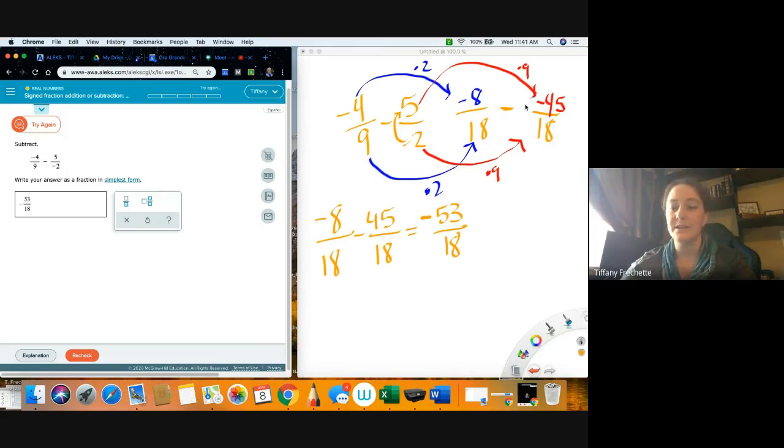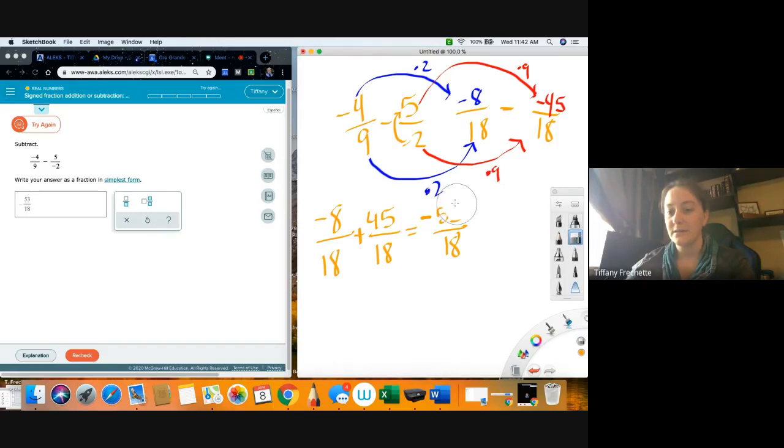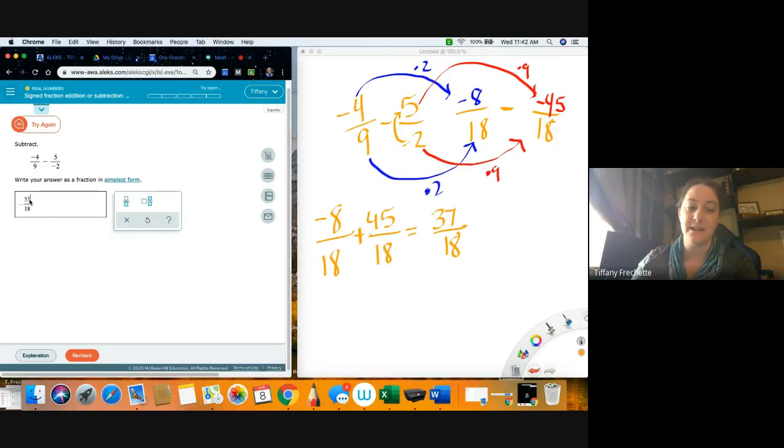Uh-oh, I didn't deal with this double negative here, did I? So two negatives, because it's minus negative, this actually becomes a plus. So I want to get rid of this 53. Now they're opposites, so I actually want to go 45 minus 8. If I take that away, I end up with 37. And 45 is bigger, it's positive, so my answer is positive 37. Not paying attention to negative signs. Bad math teacher.